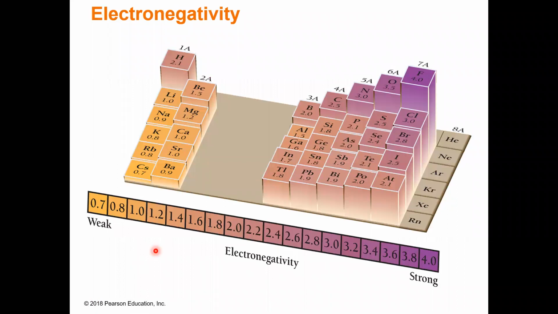Now here is your electronegativity chart. There are different types of electronegativity charts, but this is another good depiction of it, where you see that the most electronegative of your atoms is your fluorine atom. And you reduce in electronegativity as you go to the bottom left.